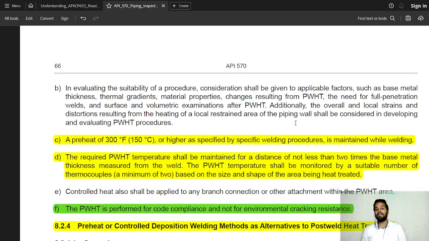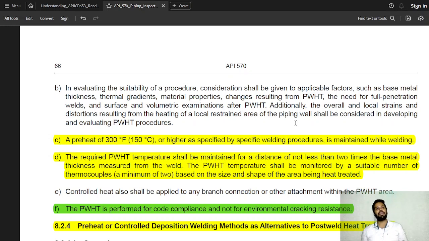Preheat of 150 degrees Celsius or higher is specified by the welding procedures and is maintained while welding. Required post-weld heat treatment temperature shall be maintained for a distance of not less than 2 times the base metal thickness measured from the weld. The PWHT temperature shall be monitored by a suitable manner of thermocouples, minimum 2, based on the size and the shape of the material or area being heat treated.